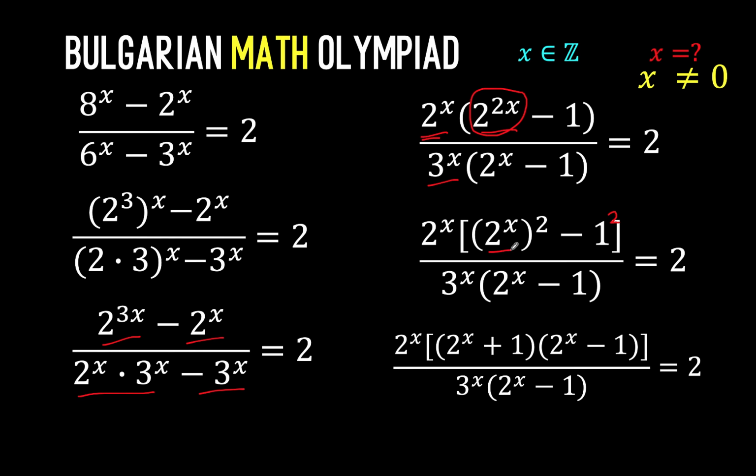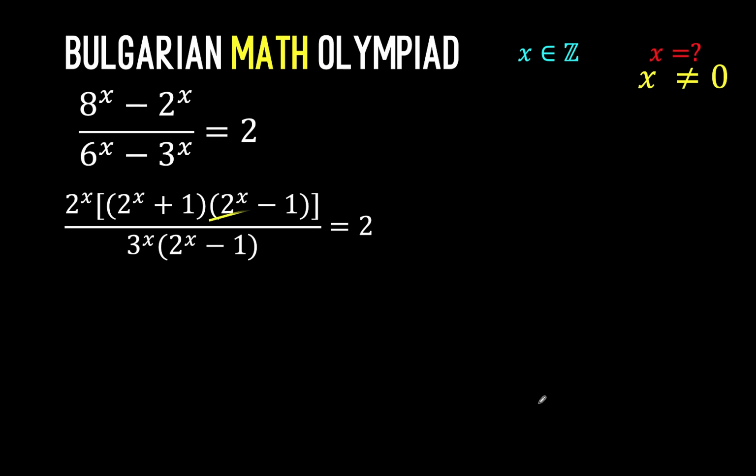This 2 raised to x plus 1, that is the first factor, times the same 2 raised to x minus 1, applying the difference of 2 squares identity. The beauty of this is we can cancel out these common factors. So let's do that in the next slide. We have here common factors that we can cancel out. And so what's left is 2 raised to x times the quantity 2 raised to x plus 1. In the denominator, we have 3 raised to x and we copy the right side.